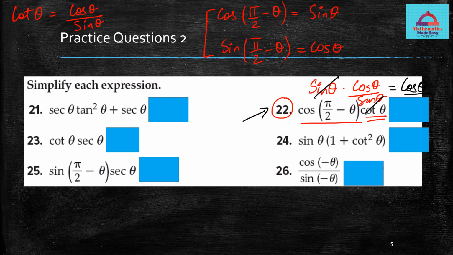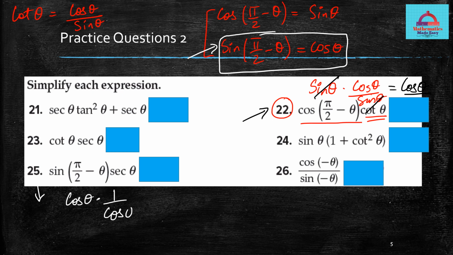Now again you see a co-function in question 25. I can use this identity, sine of pi by 2 minus theta is equal to cos theta, here for question 25. So I replace this thing with cos theta, and then I can use the reciprocal, that secant is the reciprocal of cos, and then when we simplify and cancel, we are only left with 1.